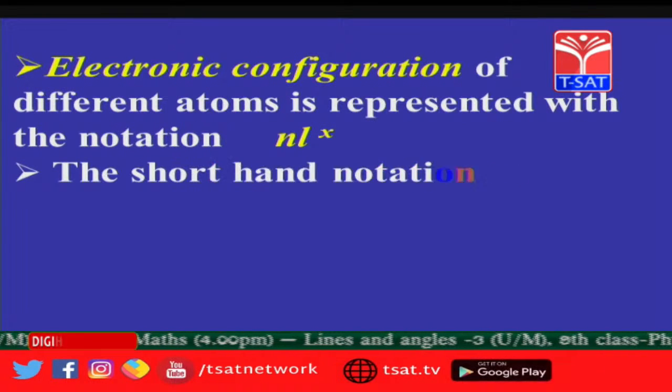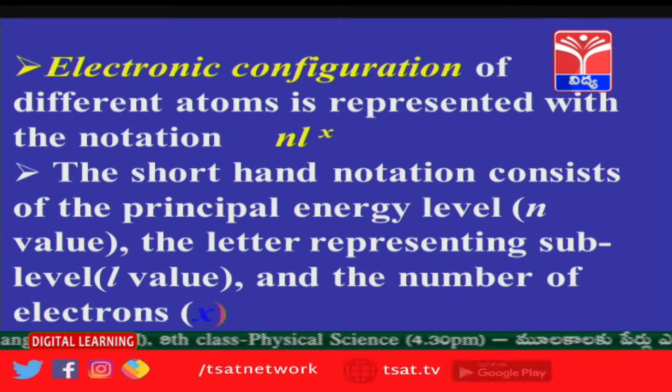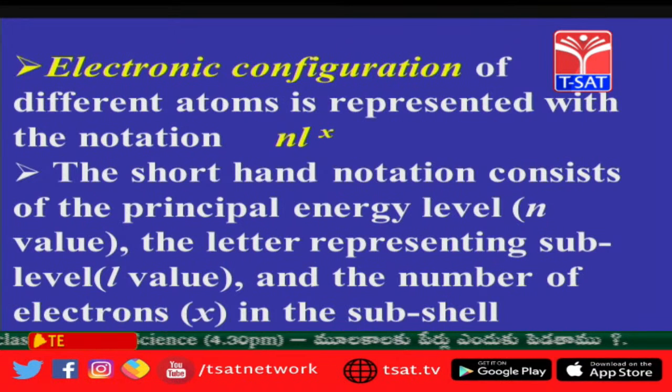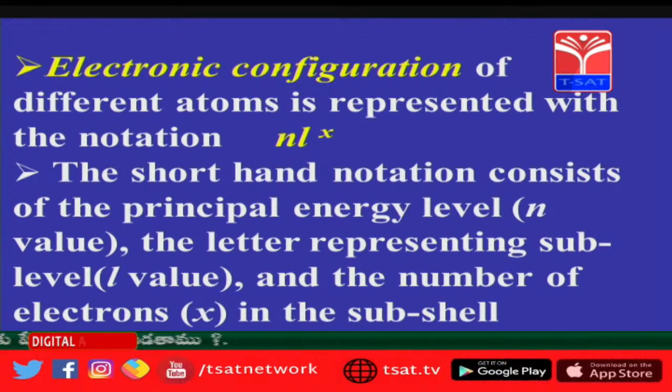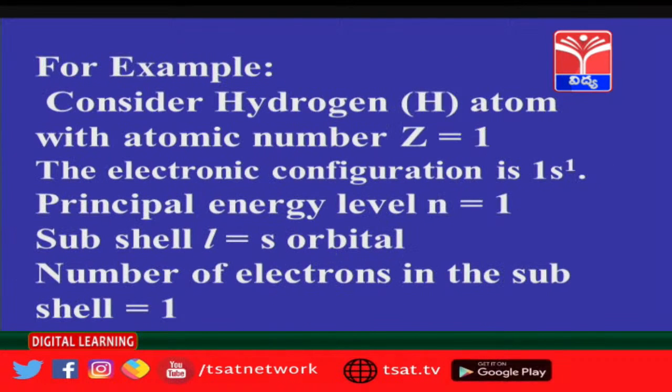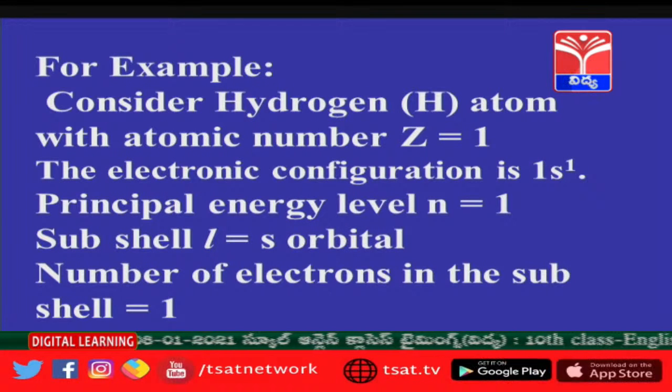nLx. Here the shorthand notation consists of the principal energy level, which is n, the letter that represents the subshell l value, and the number of electrons, that is x, in the given subshell. For example, consider the hydrogen atom with atomic number 1. The electron configuration is 1s1. Here 1s1 is written in the form of the nlx method.